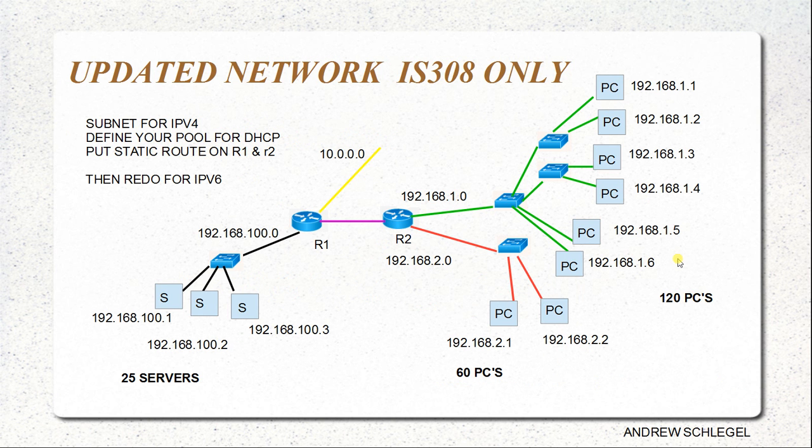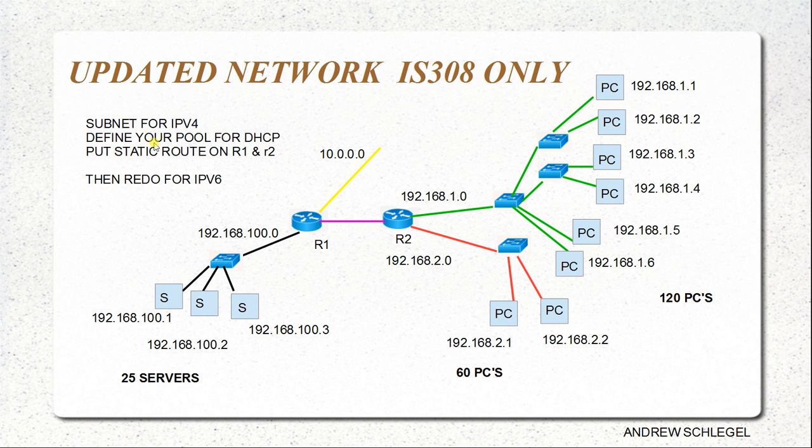Okay, this is for other classes that are watching this video. This is for the IS38 Project 1 only. The network is going to be changed slightly, and the only change is we're taking the phones out. So initially I thought you might want to include a CUCM server and routes using that, but we're going to just drop that for now. So just use your 120 PCs, your 60 PCs, and then your 25 servers, okay?